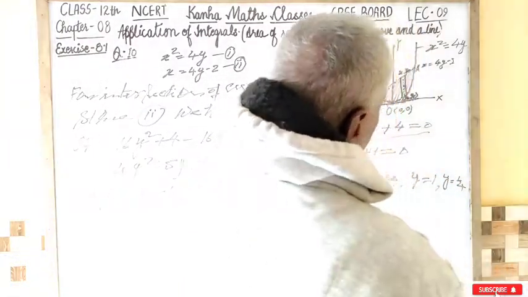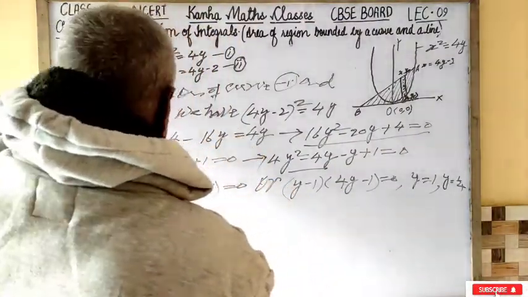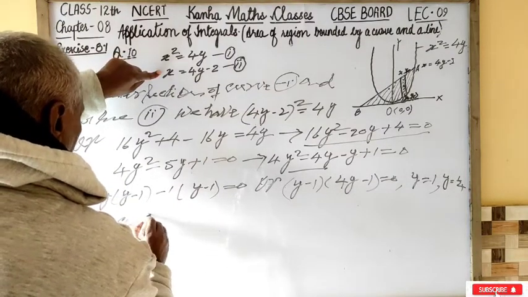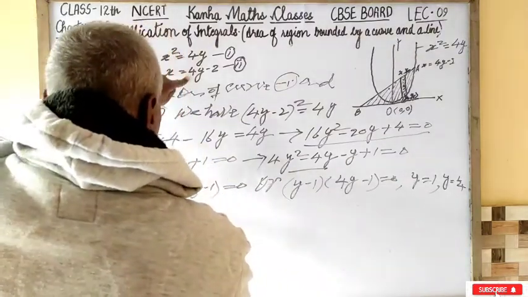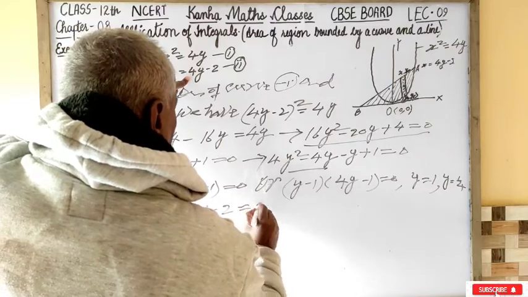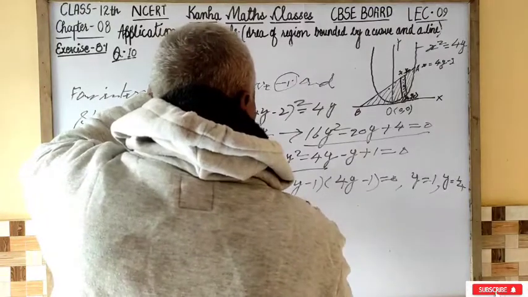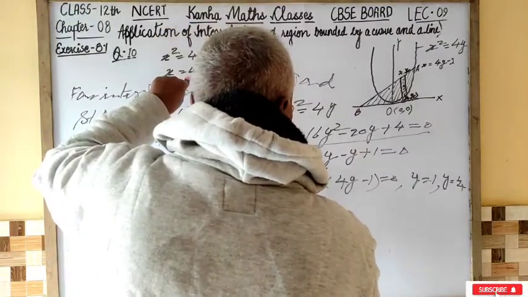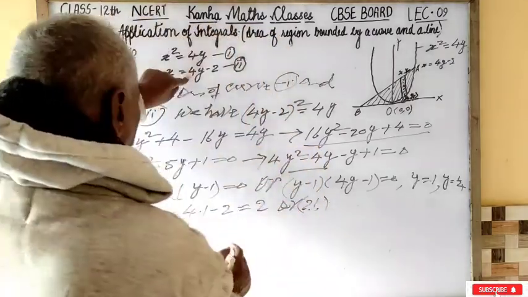By this value y is equal to 1, we will find out the value of x. Hence x is equal to 4 into 1 minus 2, that is 2. So the first point will be 2, 1: x is equal to 2, y is equal to 1.